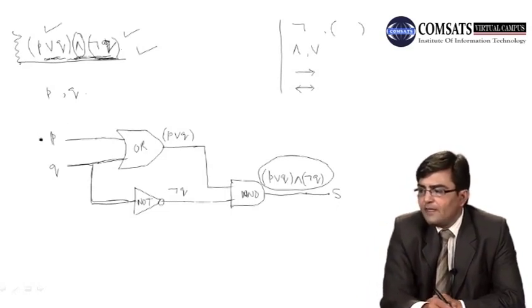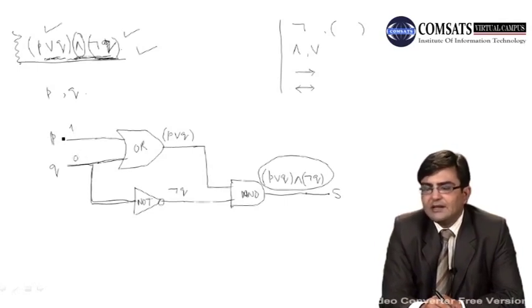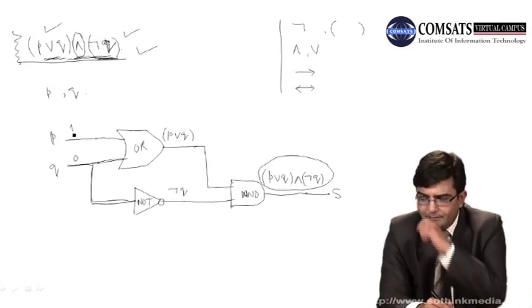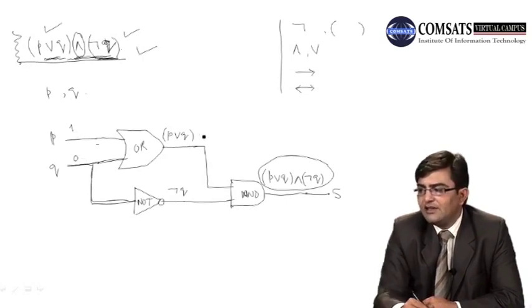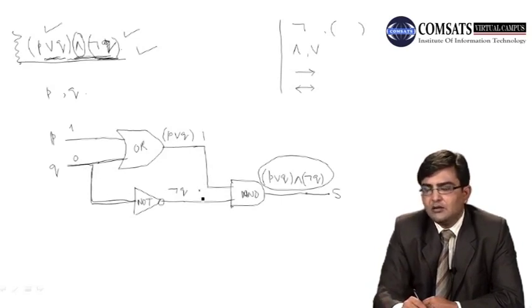For example, if we give P as a true value, which is 1, and Q as a false value, which is 0, these are the particular truth values of P and Q. So the input for P is 1 and the input for Q is 0. Now we see that if we give the input to this circuit as 1, 0, what will be the output? Here we have OR. P is 1, Q is 0. The OR operator will give us 1, because one is true. Q is 0, and NOT Q will be 1.